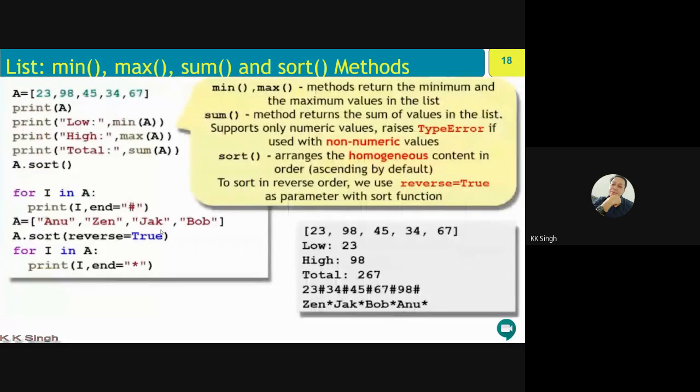So Anu, Zen, Jack, Bob, and you apply A dot sort reverse true, which means Zen will come first, Jack will come second, Bob will come third, and Anu will come last. See here.